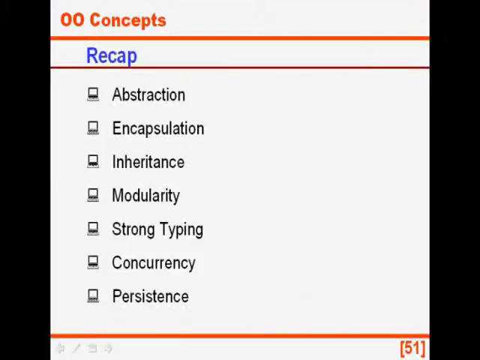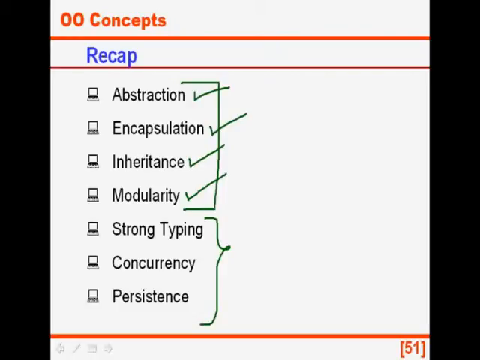So to recap, let's look at the four major features of object-oriented programming. They are abstraction or modeling, encapsulation or implementation hiding, inheritance, which could be single or multiple, and modularity. The other three features, which are also very important for object-oriented programming in the modern context, are that it should be strongly typed, it should support concurrency, and there should be a mechanism to persist the state of objects across time.